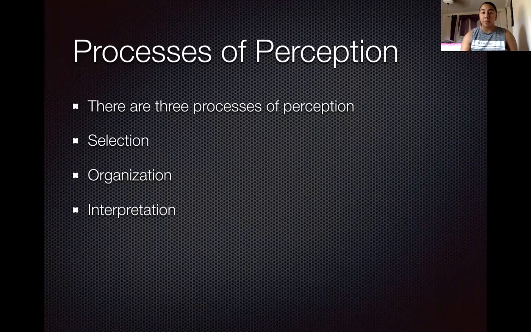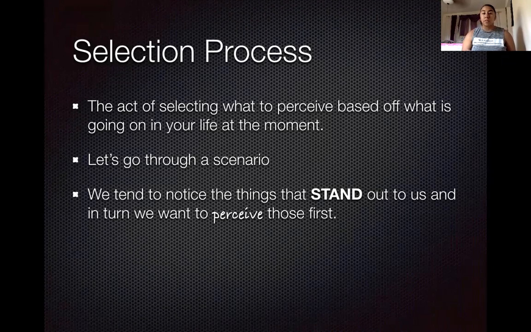So our next slide is the processes of perception. There are three processes of perception. You have selection, organization, and interpretation. The selection process is the act of selecting what to perceive based off what is going on in your life at the moment. So let's go through a scenario.